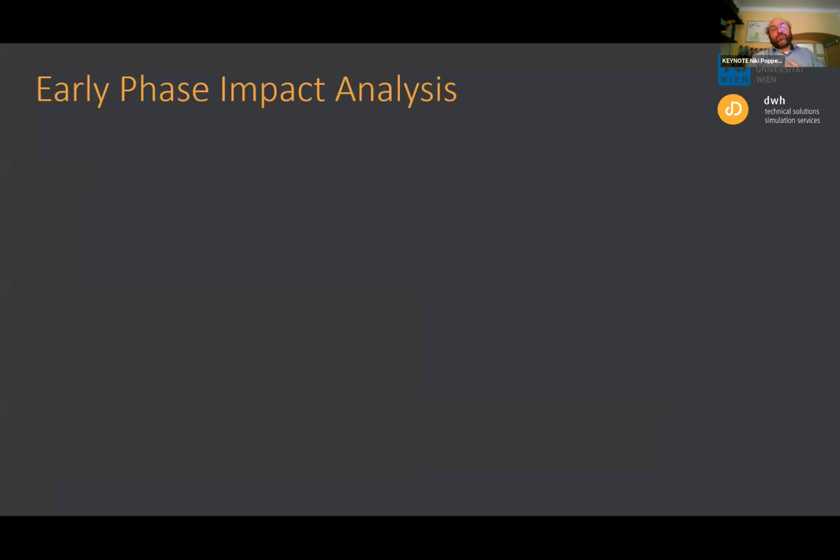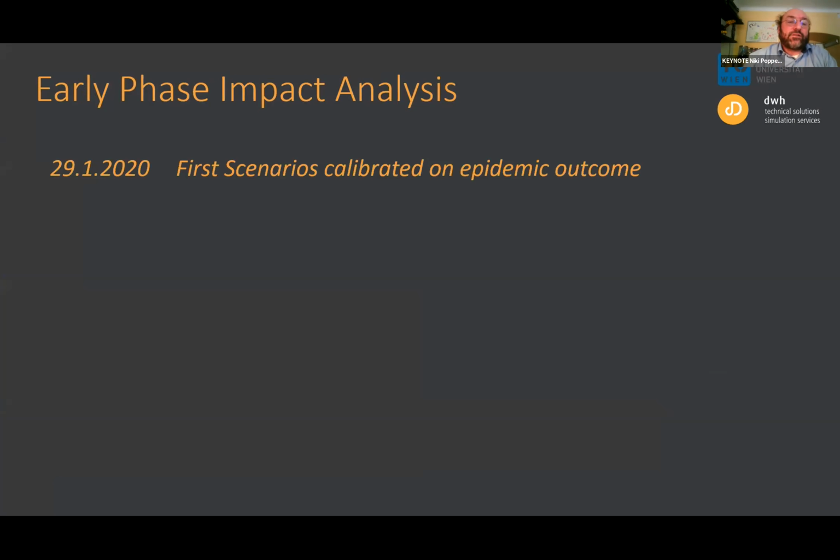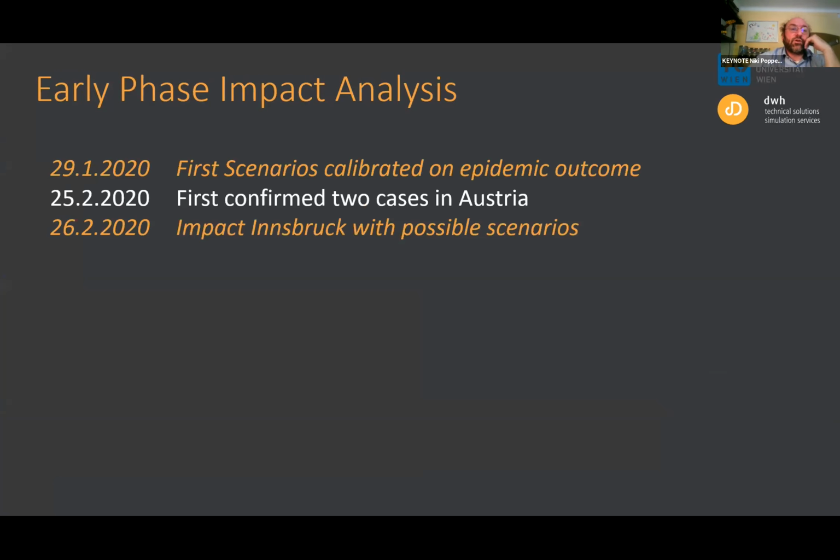I will step over the early phase analysis. It's only about those aspects that we really had to react very fast. We started in January based on our population and contact network model, and already computed first scenarios when the first confirmed cases were measured in Austria at the end of February.